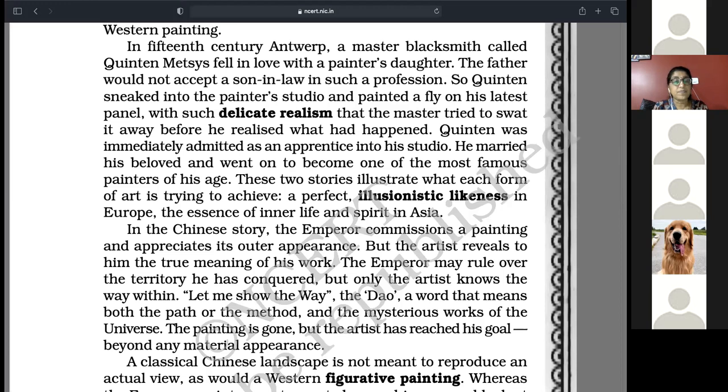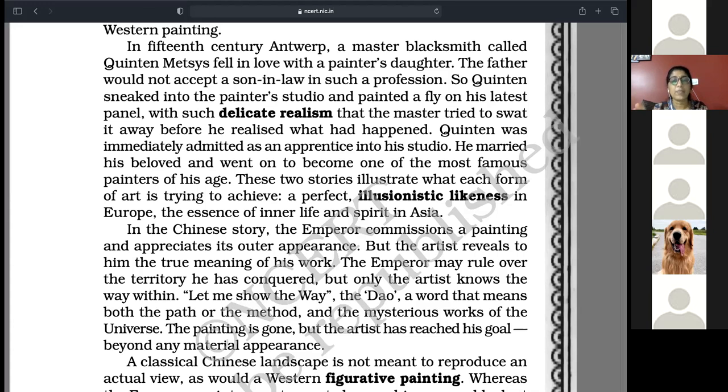Chinese, that is, Eastern work, they want to go in for the abstract idea. The artist wanted the emperor to understand the meaning with which he made that painting. But the emperor cannot appreciate it. The emperor cannot appreciate it because the emperor is a king. He may be politically strong, but he may not be artistically strong. A person who is politically strong may not be artistic.